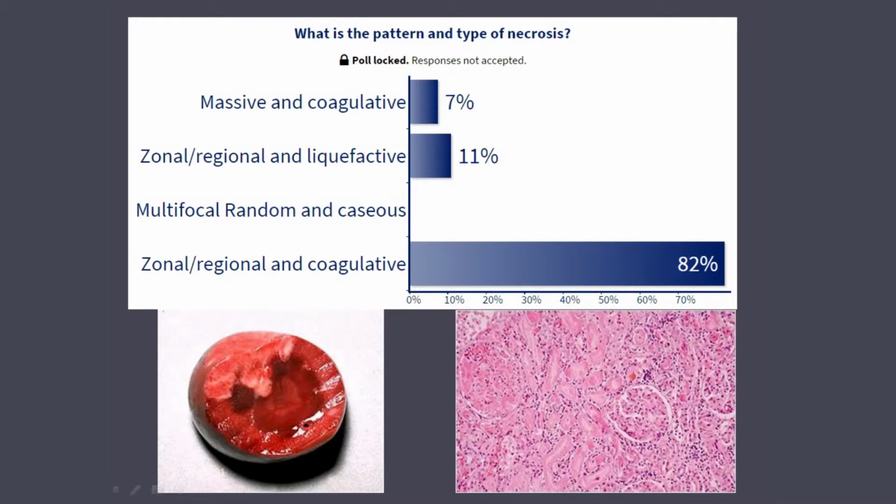And so as an example, these could be multiple choice. This is a question about showing the gross and histologic picture of necrosis. And I had just gone over these different types of necrosis, and I was able to see most people are getting it, some people aren't. And I went back and reviewed the concepts that delineate between these different types.